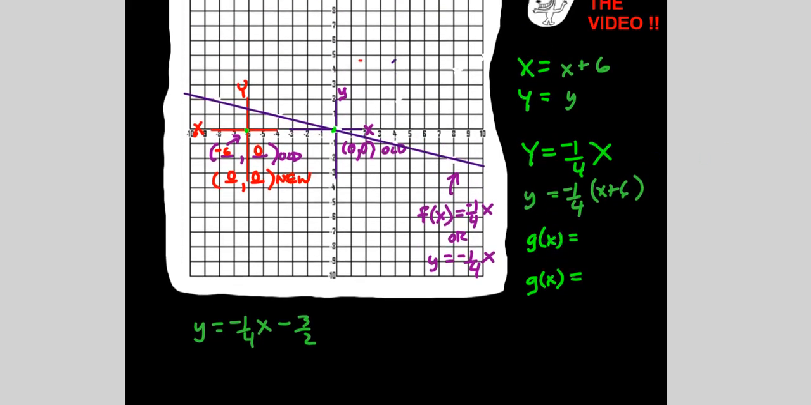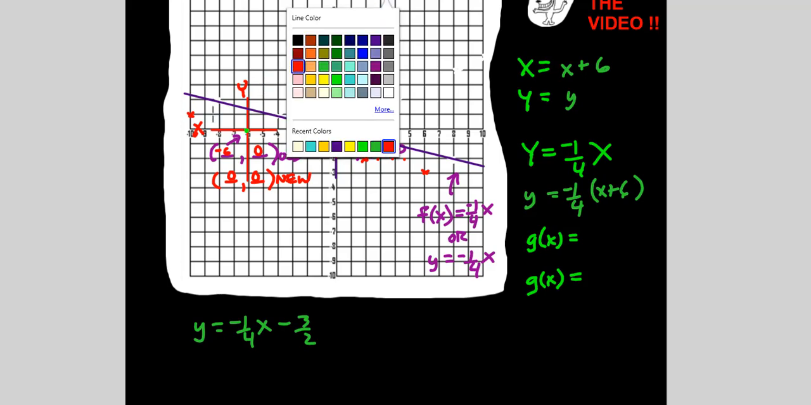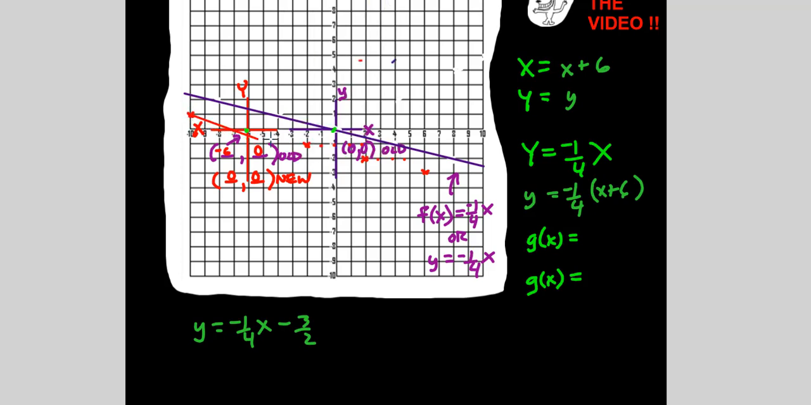So the slope is -1/4, so I go over 4, down 1. So I'm going to go 4 units over, 1, 2, 3, 4, down 1. 4 units over, down 1. 4 units over, down 1. I could go back then 4 units and up 1. So now I have quite a few points. It makes it a lot easier to draw this function as a straight line. So it's going to look like that.